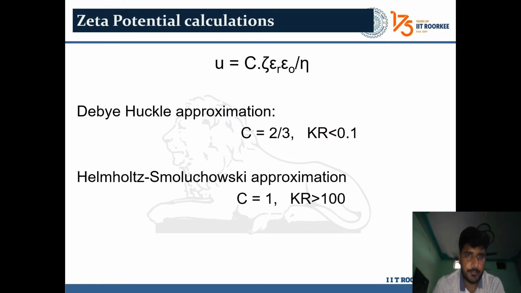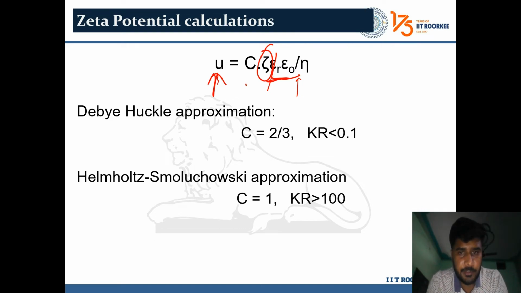And finally, the zeta potential calculations. This is the electrophoretic mobility. This is the constant value. Okay, and this is the zeta potential here, and the relative permittivity and the vacuum permittivity, and this is the viscosity. But for the Debye-Hückel approximation, you have to use the constant value 2 by 3.